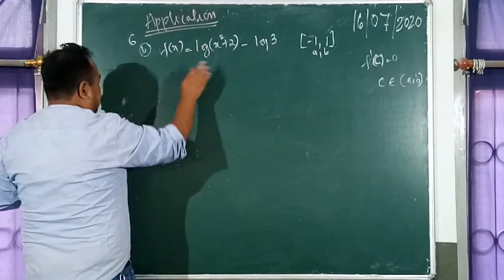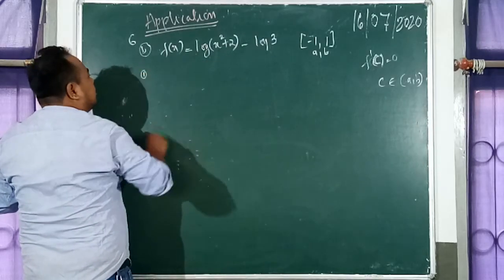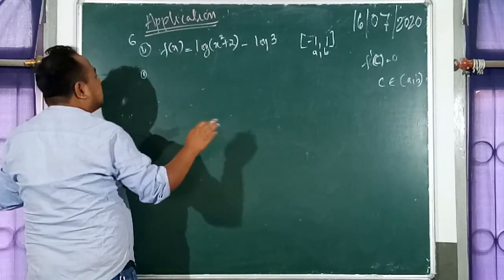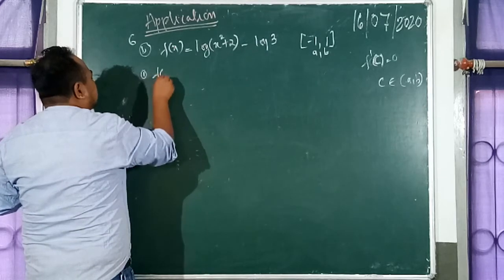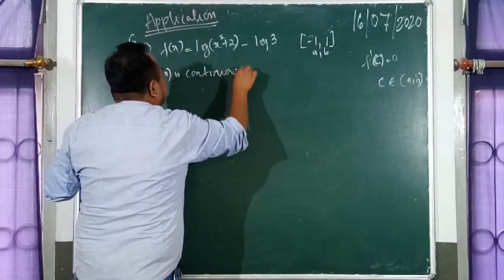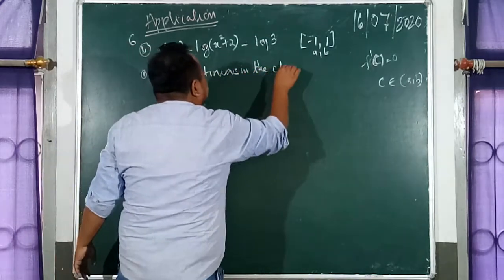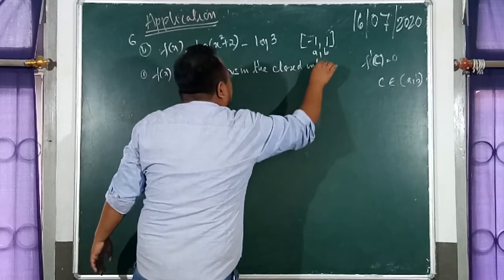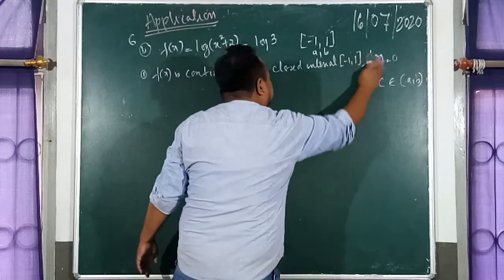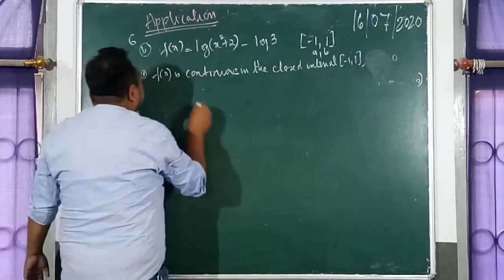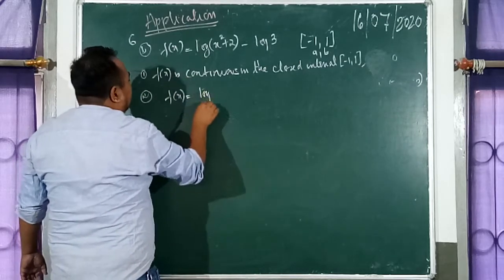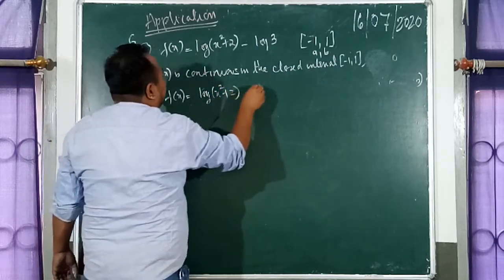So let us start. Now this is a log function, so I have already told you all log, algebraic, exponential, trigonometric functions are continuous. So what is going to be your first statement? The first statement is fx is continuous in the closed interval. And what is the closed interval? -1, 1. Statement number 2, write down the function first. Fx will be log open bracket x square plus 2 minus log 3.